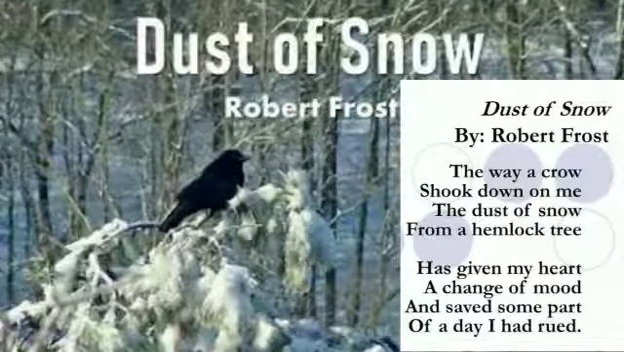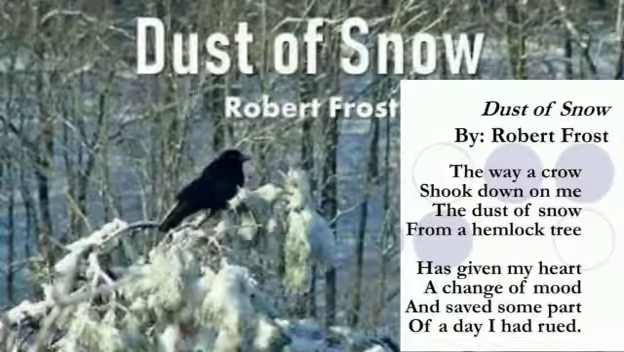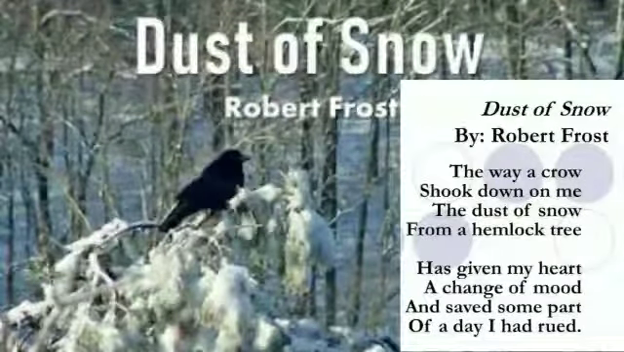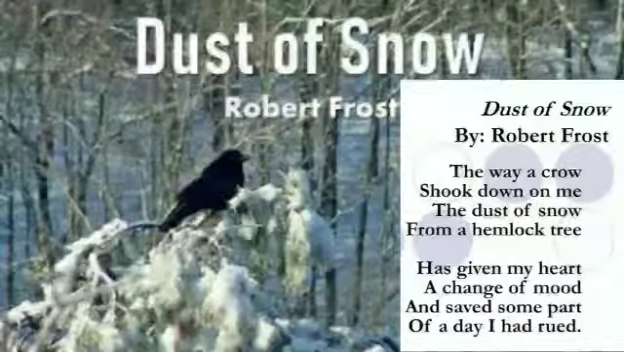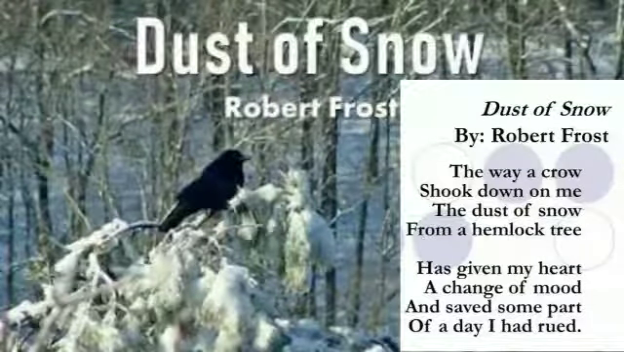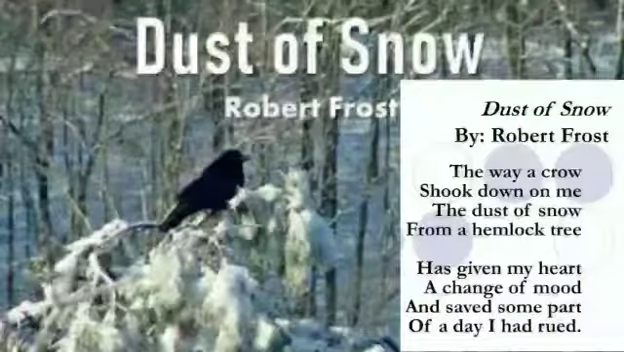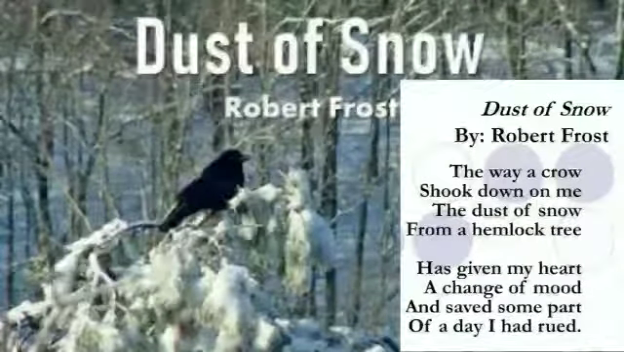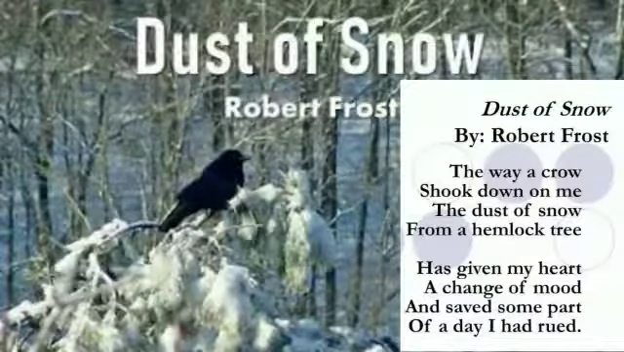So here the poet tells us in what way a crow shook down on him the dust of snow. Dust of snow has fallen on the poet. How, it is not mentioned in the poem, but it fell on the poet. Might be this dust of snow has fallen because of the movements of the crow, like the crow has flown. The poet thinks that the crow would be sitting on the hemlock tree, and the tree was covered with snow, and when the crow moved its wings, the snow which was covered on the leaves of the hemlock tree shook down on the poet.